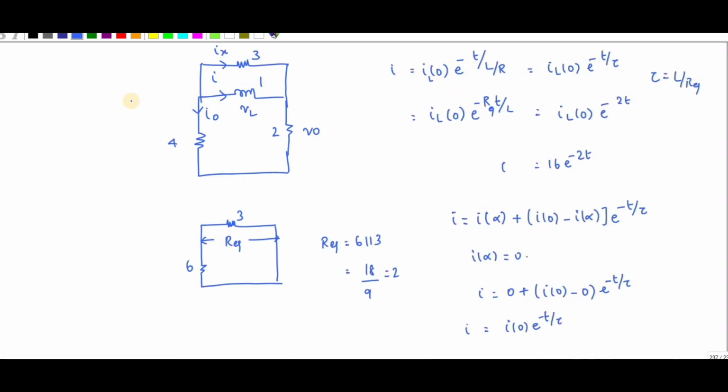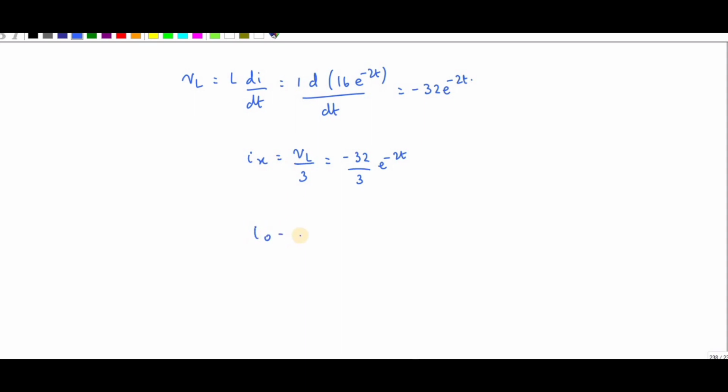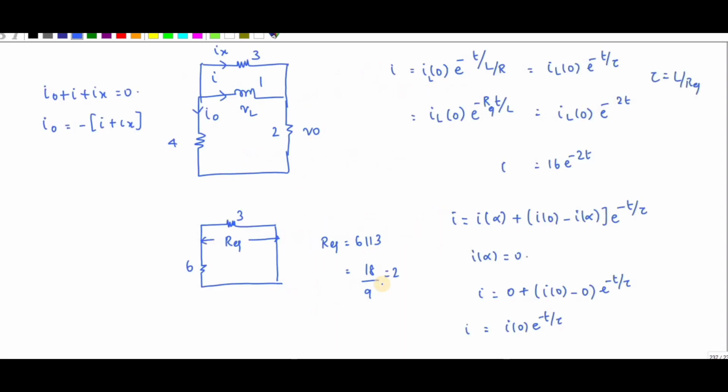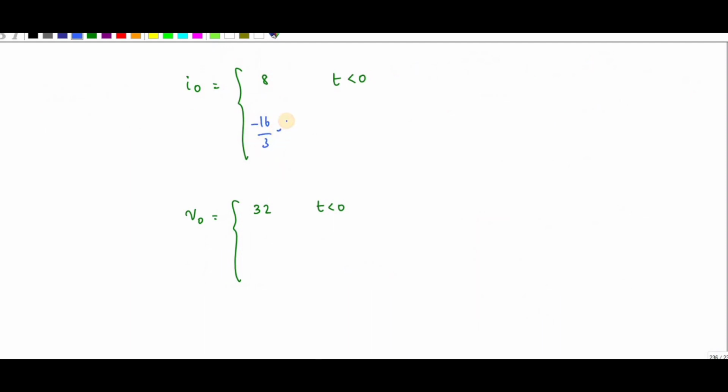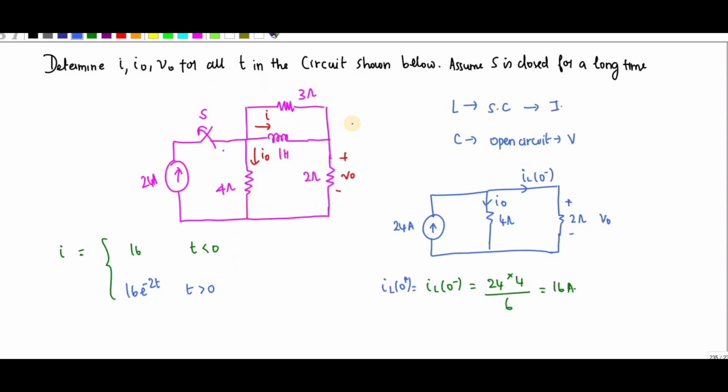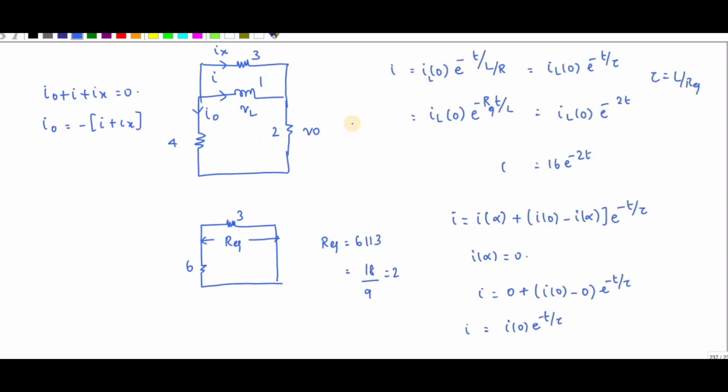So what is I naught? Here you can see I naught plus I plus Ix is equal to 0. So I naught is equal to minus of I plus Ix. So I naught is equal to minus of minus 32 by 3 e power minus 2t plus 16 e power minus 2t. So this is nothing but 16 by 3 e power minus 2t, that is minus 16 by 3 e power minus 2t at t greater than 0. So I have found out I naught.